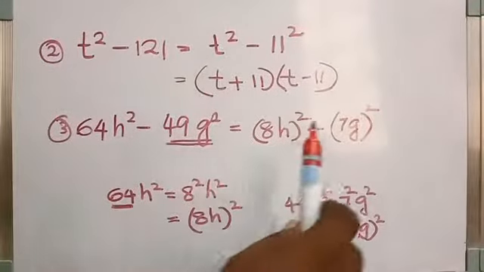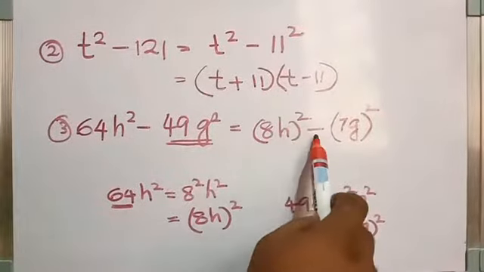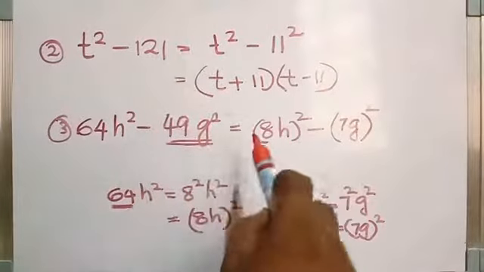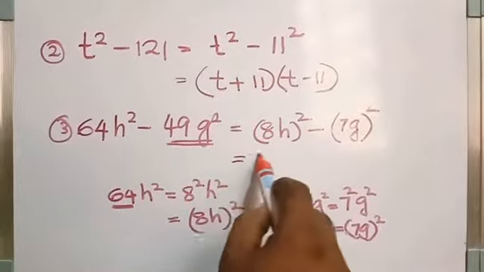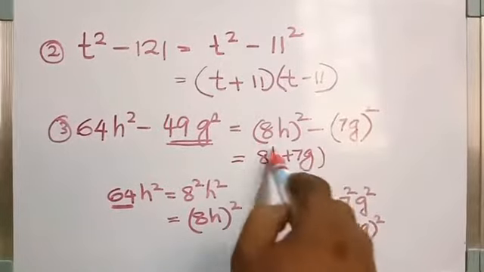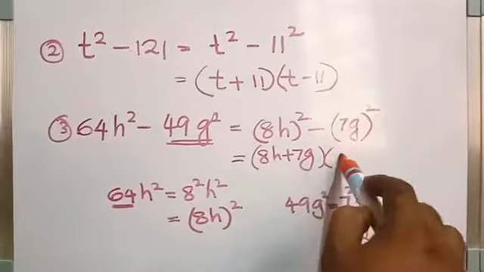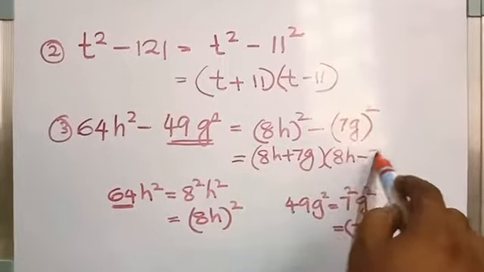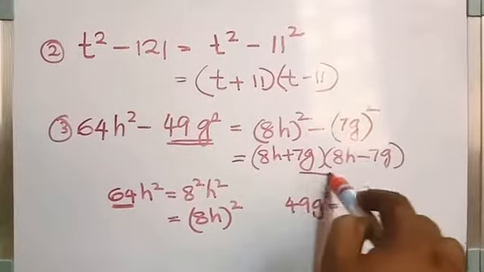Now look at this, the difference of two squares. The difference of two squares is a plus b into a minus b, which is 8h plus 7g into 8h minus 7g as the answer.